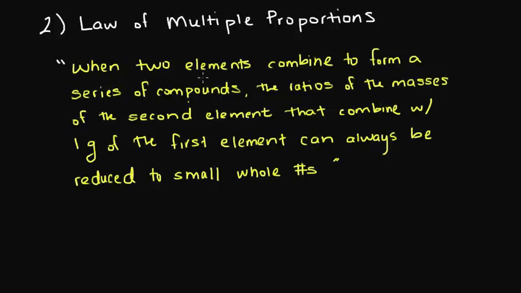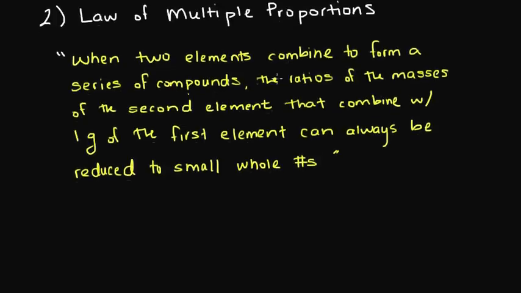When two elements combine to form a series of compounds, the ratios of the masses of the second element that combine with 1 gram of the first element can always be reduced to small whole numbers. Okay, don't panic. Let's break this down. So, two elements.